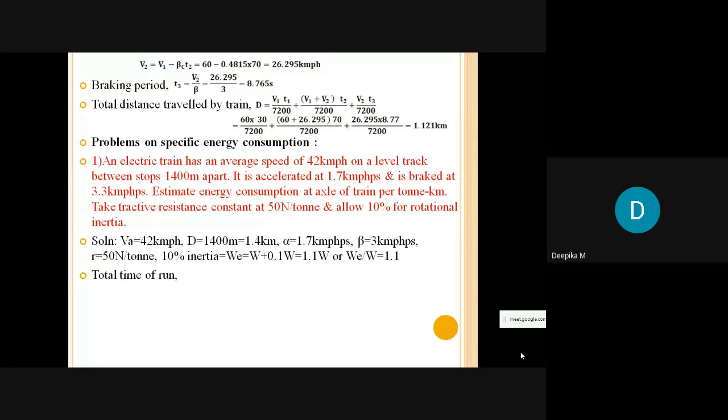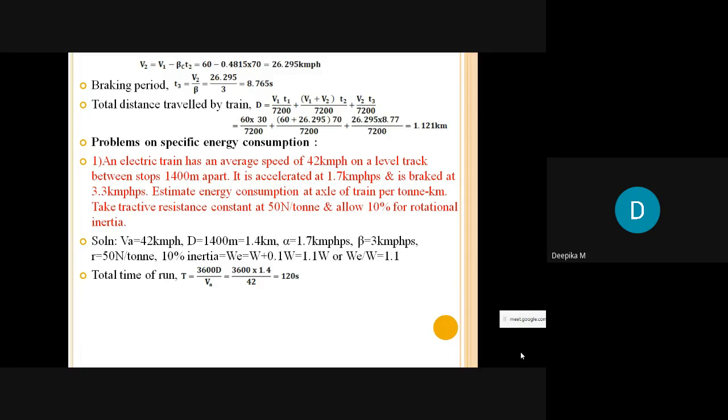First let us calculate the total time for run, that is capital letter T. Because they have given the average speed, we can calculate the total time for run, which is 3600 D divided by VA, which is 3600 into 1.4 divided by 42. That will give you the value 120 second. Hence we have calculated the total time for run.